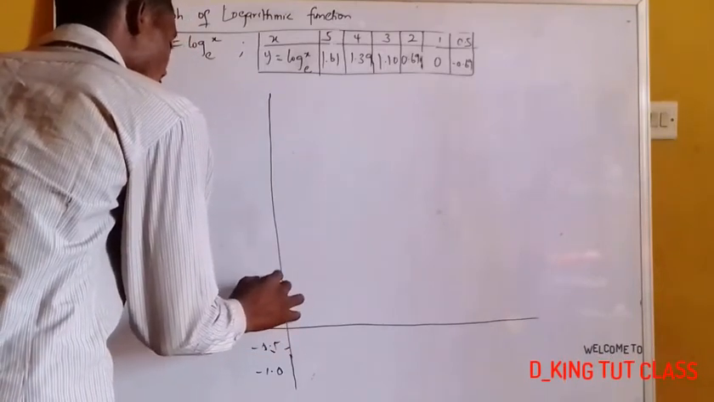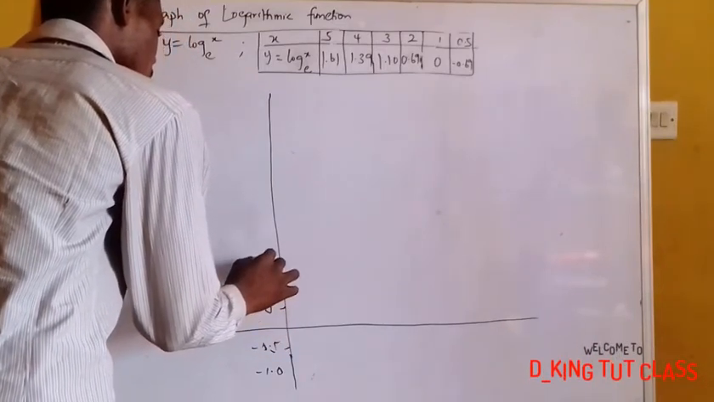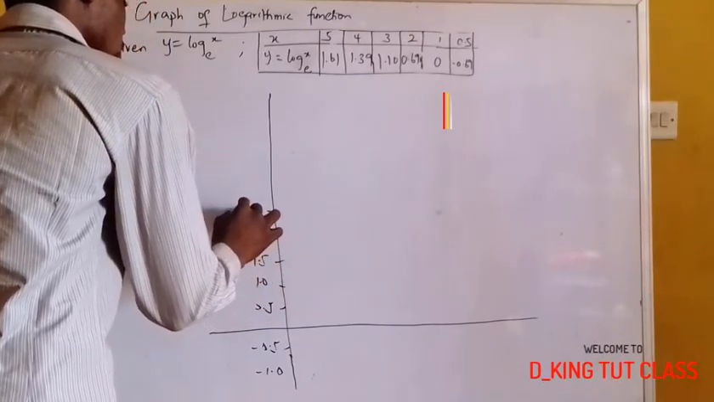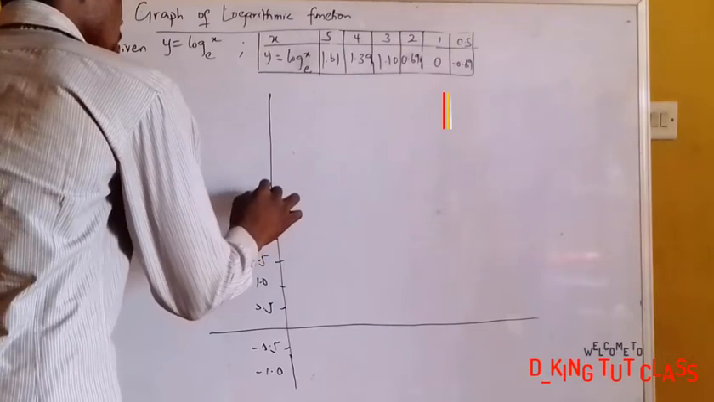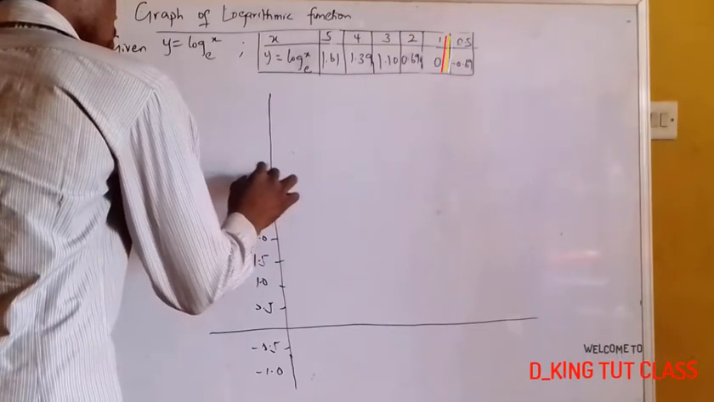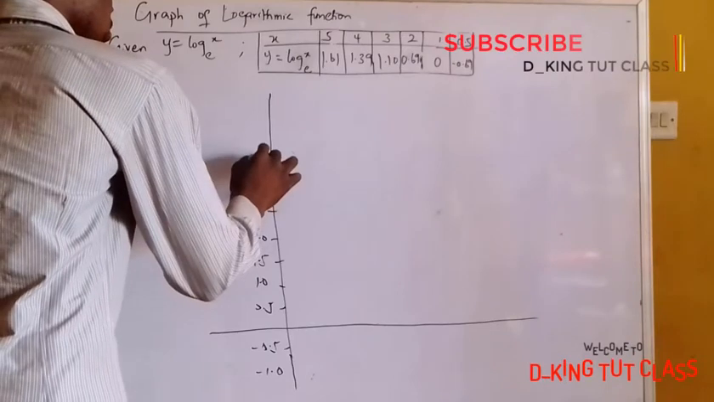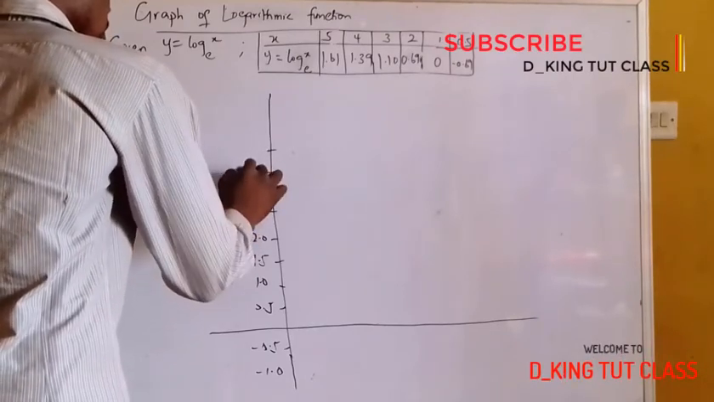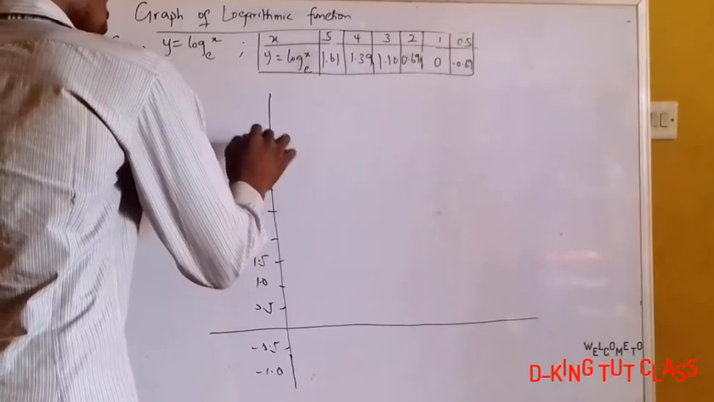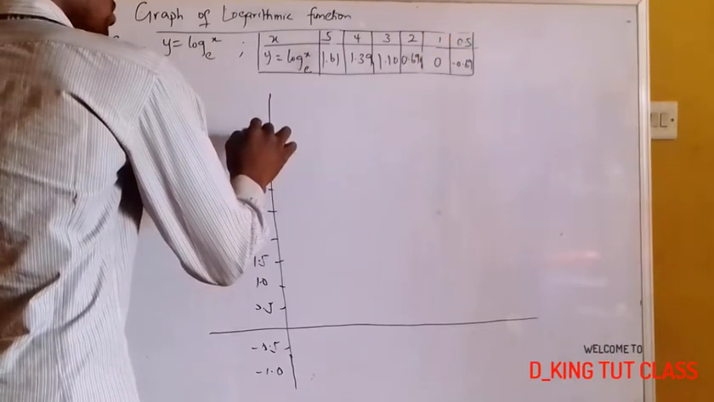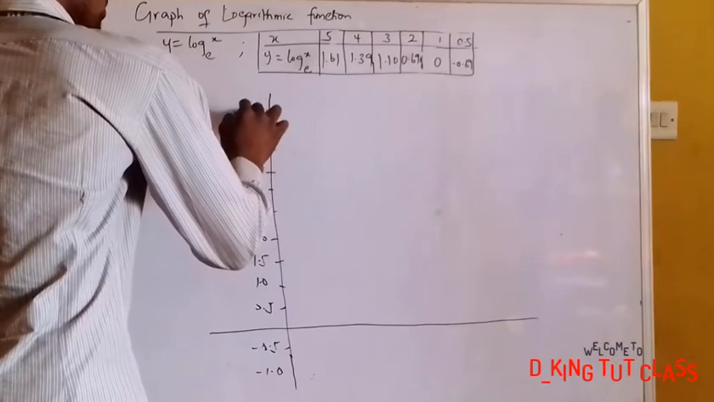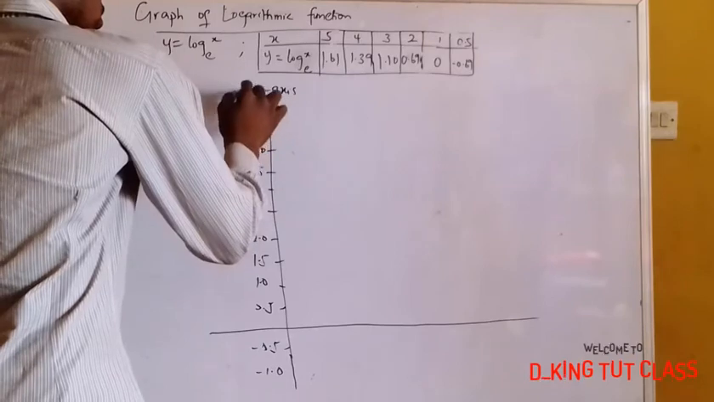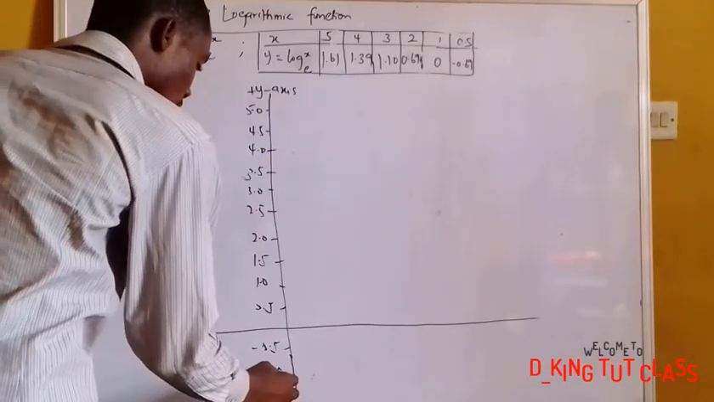For the positive values of y, I'm going to have 0.5, 1.0, 1.5, 2.0, 2.5, 3.0, 3.5, 4.0, 4.5, then 5.0, which are my positive y values. And these are my negative y values.